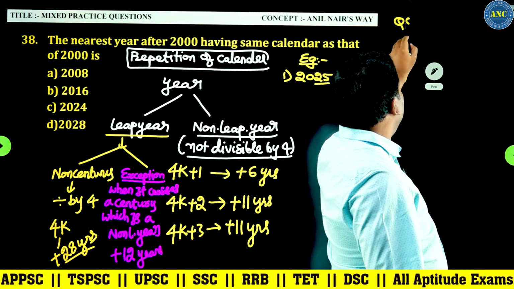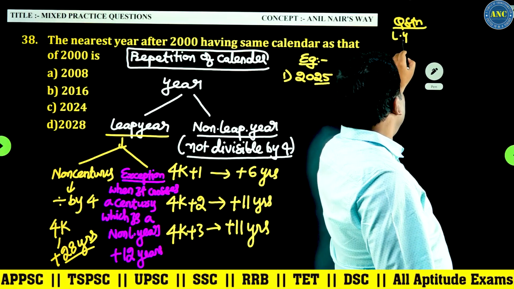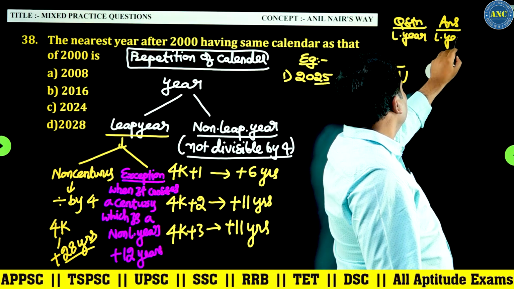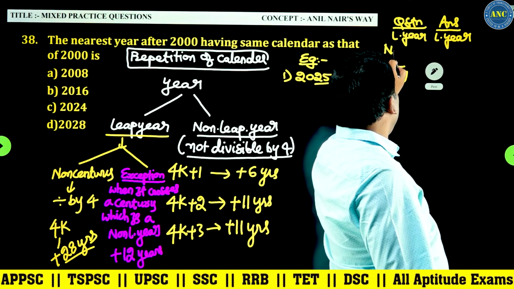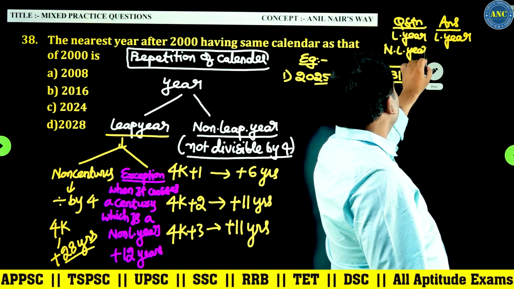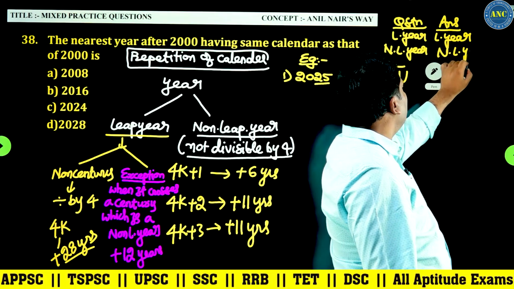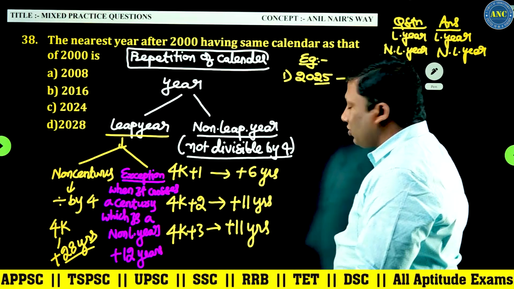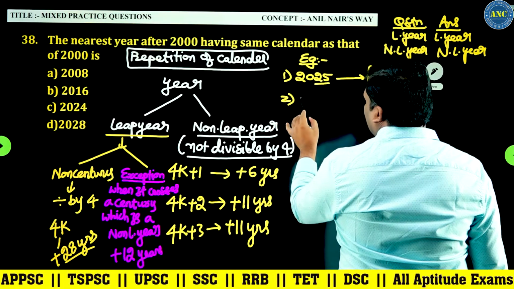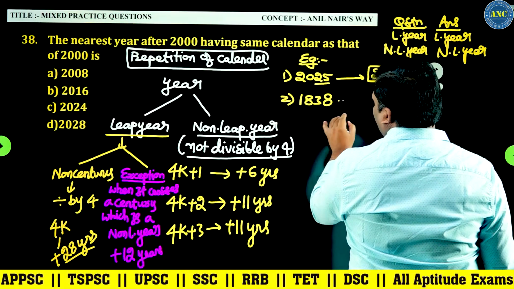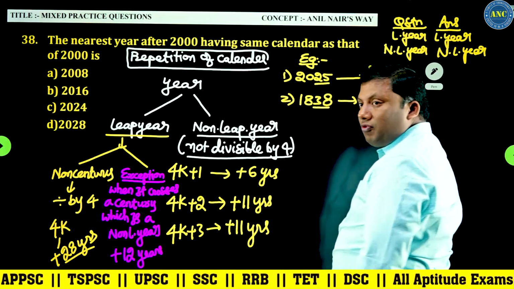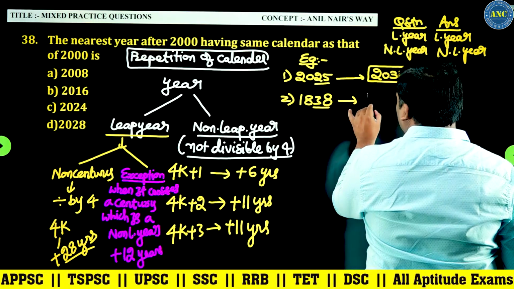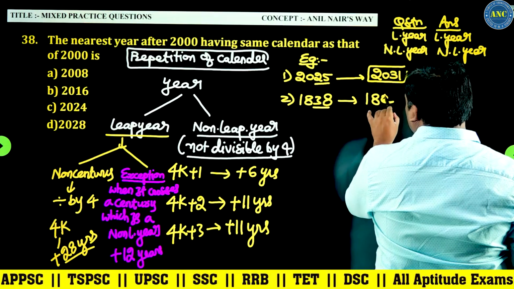If the question is a leap year, the answer is also a leap year. If the question is a non-leap year, the answer is also a non-leap year. So, in case you get a doubt, you can always cross check. Are you all with me? First question. Suppose it is 1838. Divisibility rule of 4: 4 9s are 36 plus 2. 4k plus 2 means the answer will be plus 11. 1849.